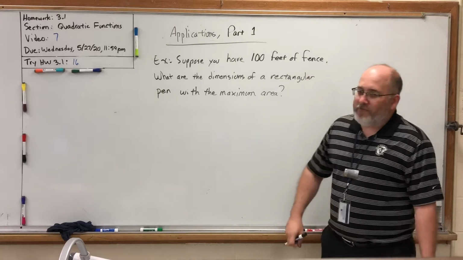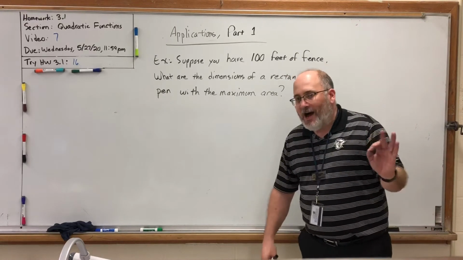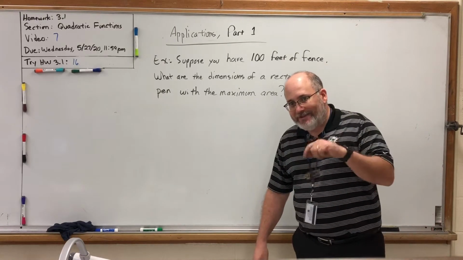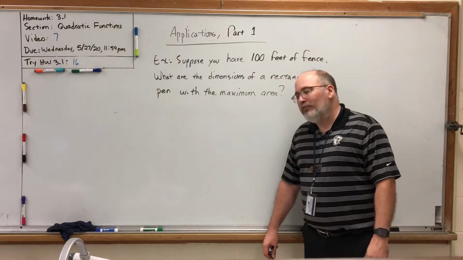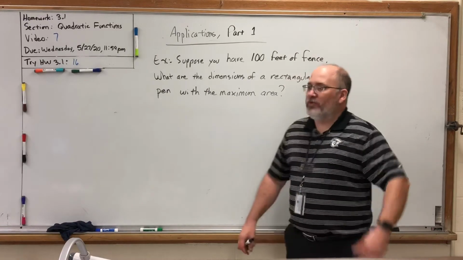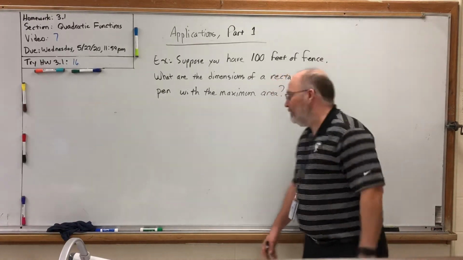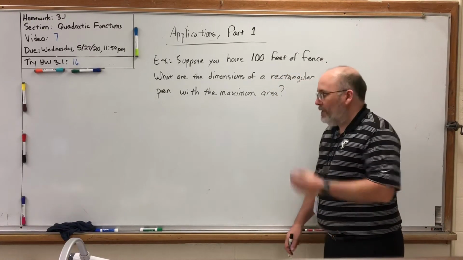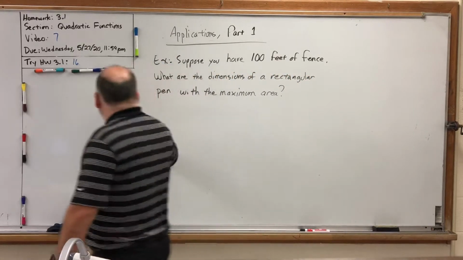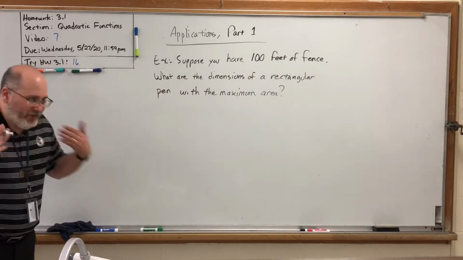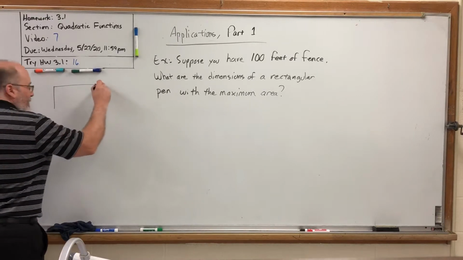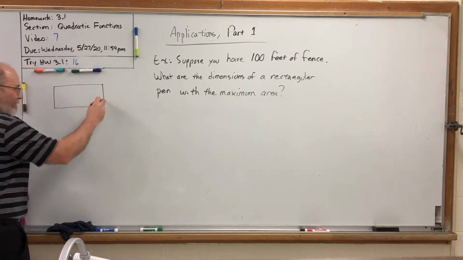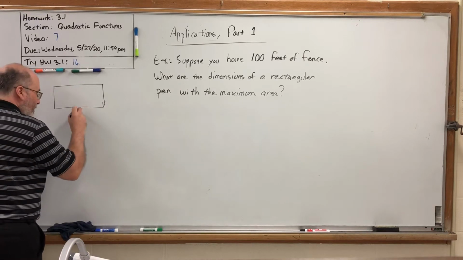The generic word for maximize or minimize is optimize, O-P-T-I-M-I-Z-E. And in calculus, you'll learn about optimization problems. But those are just problems where you try to maximize or minimize something, such as coming up with the maximum area. Now, before we jump into this, let's wrap our minds around some specific examples. For example, let's say that we make a pen like this, and let's just say that we decide to make this side 40 feet long.